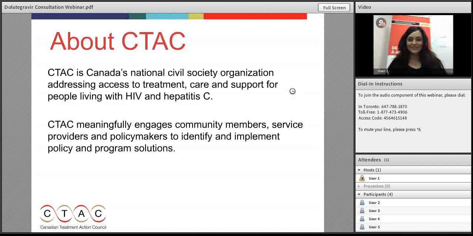Framework where we ensure that our policy positions and program initiatives really reflect and capture the experiences of people living with HIV and hepatitis C in Canada.